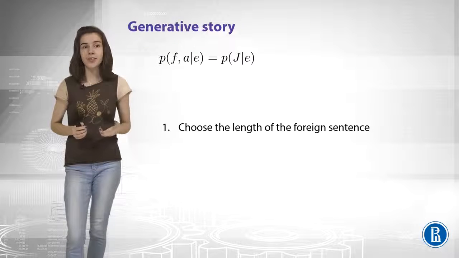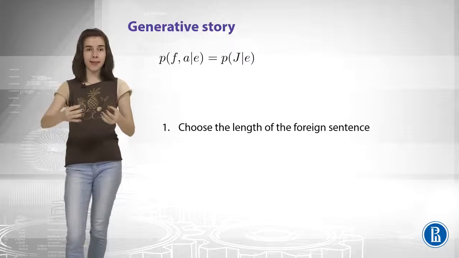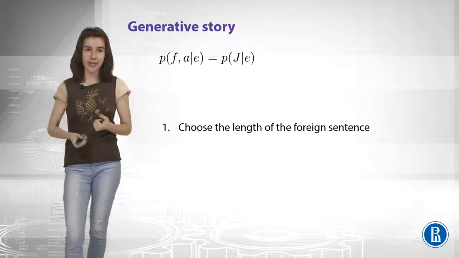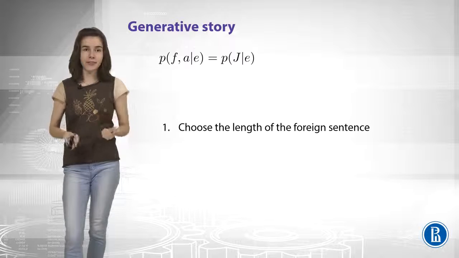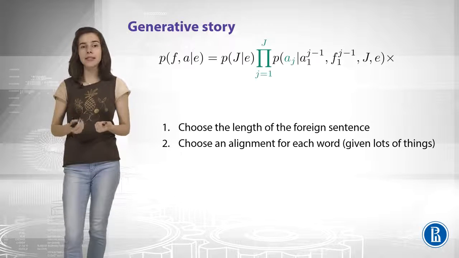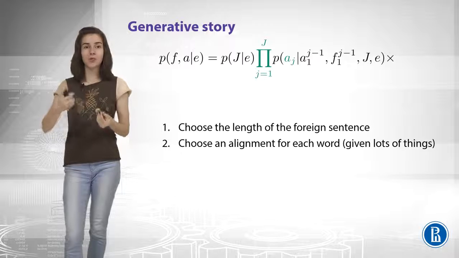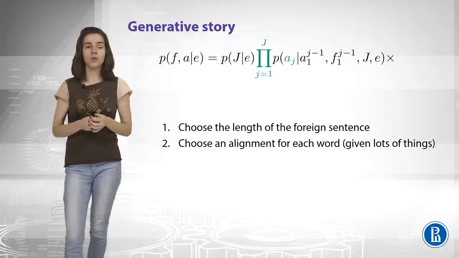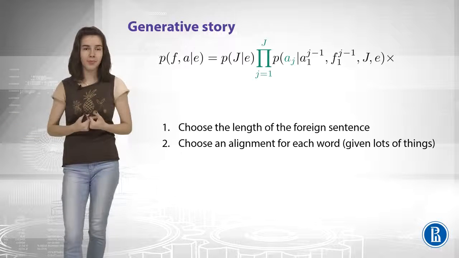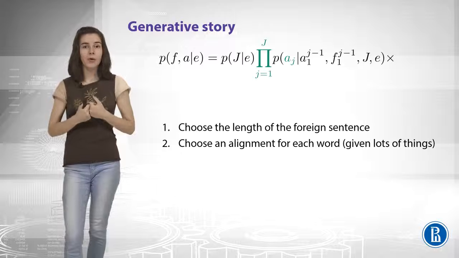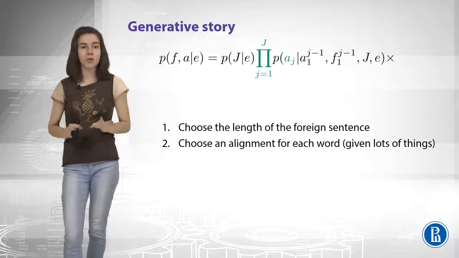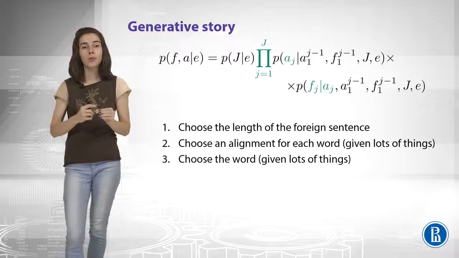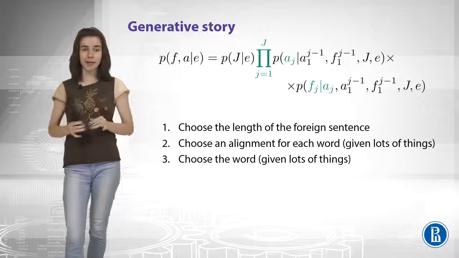Well, let us start with generating the length of the sentence. So J would be the length of the target sentence. Once we could generate this, let us say that we have independence assumption by the target words. So we have this product by J, which denotes the words in our target sentence. Every word will be modeled separately. So first we'll model the alignment for every position, and then we'll model the exact word given that alignment.